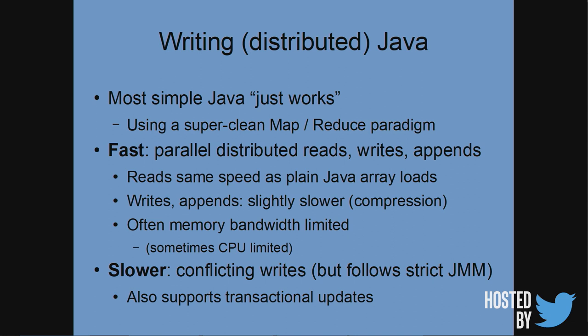Reads go the same speed as a plain Java array load. So for reads, it works like an array. You have a 2D array, and I will scale you out and distribute you, and you will almost always be memory bandwidth limited. If you're doing something with neural nets, you can get CPU limited. You can do writes in parallel and distributed and scale out, but writes have to follow the JMM model and get a little slower.